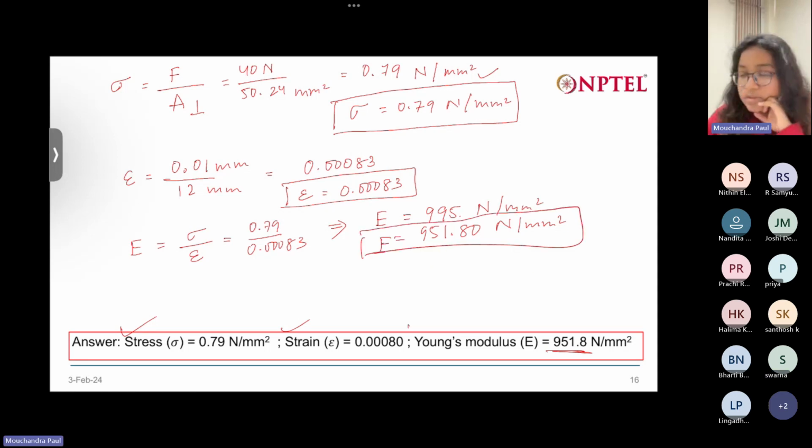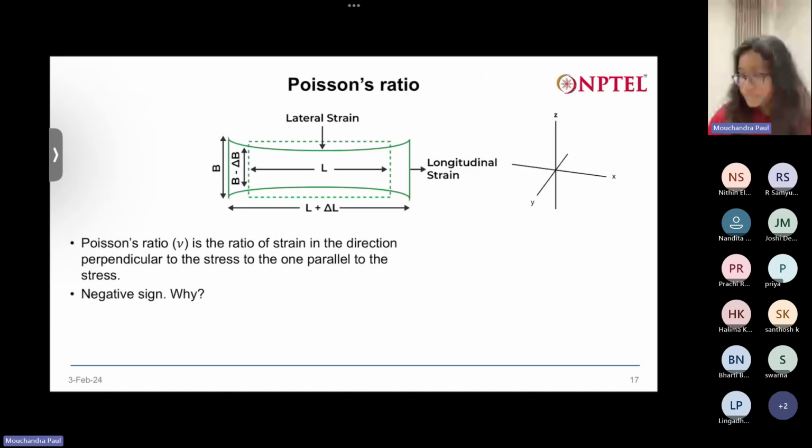I hope every one of you has understood how we got the values of stress, strain, and Young's modulus when a particular piece of cylindrical stent was under a tensile force, and we were given some values and had to understand how to use those values to arrive at these answers. Now we will understand another concept, that is Poisson's ratio. What is Poisson's ratio?